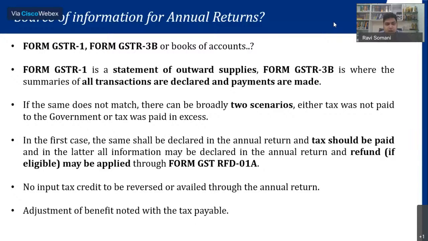I would rather say that it is neither GSTR1 nor GSTR3B nor books of accounts. You need to disclose in the annual return what is correct as per the law, without taking bias of any of these forms. Whatever is correct, I mentioned, it is a self-assessment, it is an opportunity to correct mistakes. Whatever you feel is correct, the correct details have to go in the form.